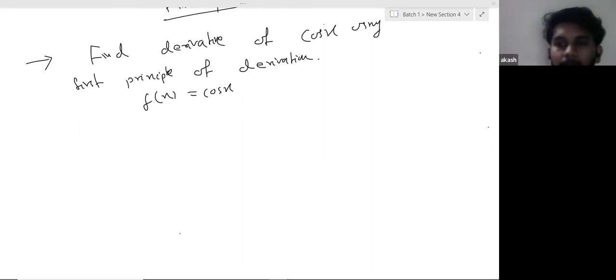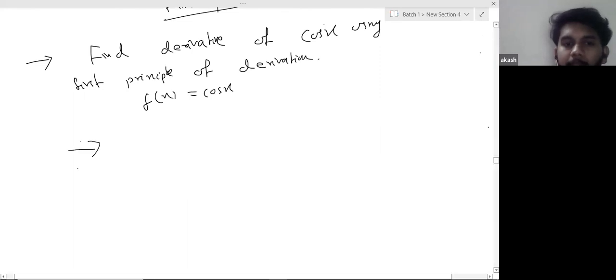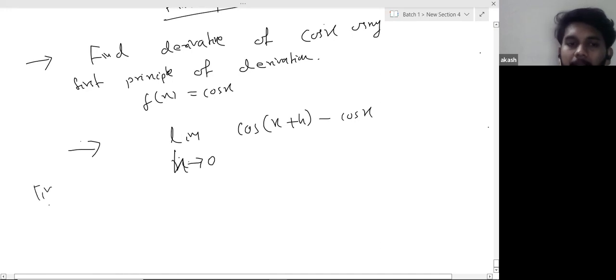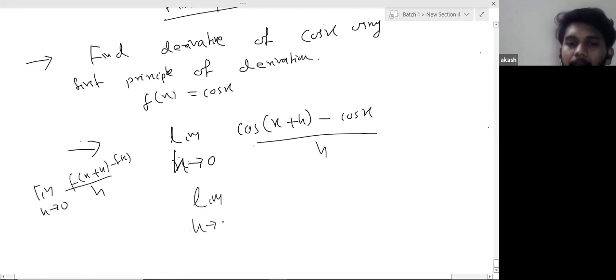All right, how can we solve this? This one we can solve by first principle. Very easy. Limit h tending to 0, this will be cos of x plus h minus cos x, because limit h tending to 0 of f of x plus h minus f of x upon h is the first principle method. So cos of x plus h minus cos x upon h, this is the derivative. So this is limit h tending to 0.